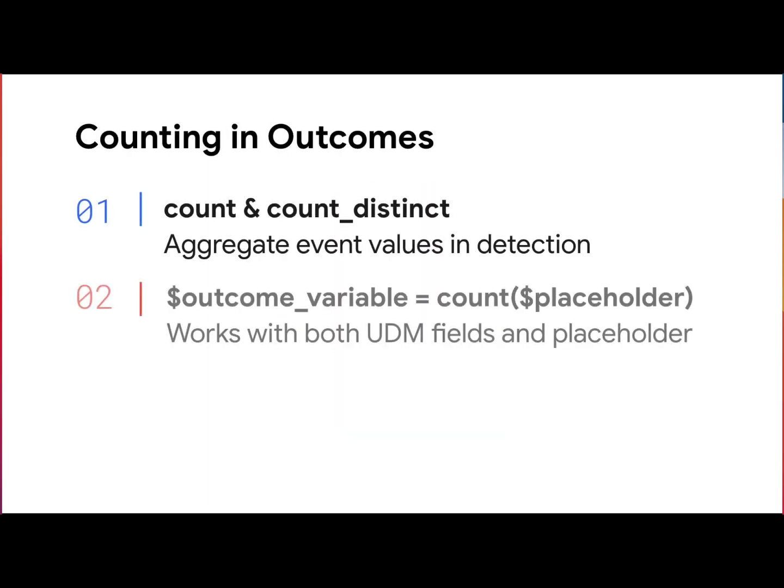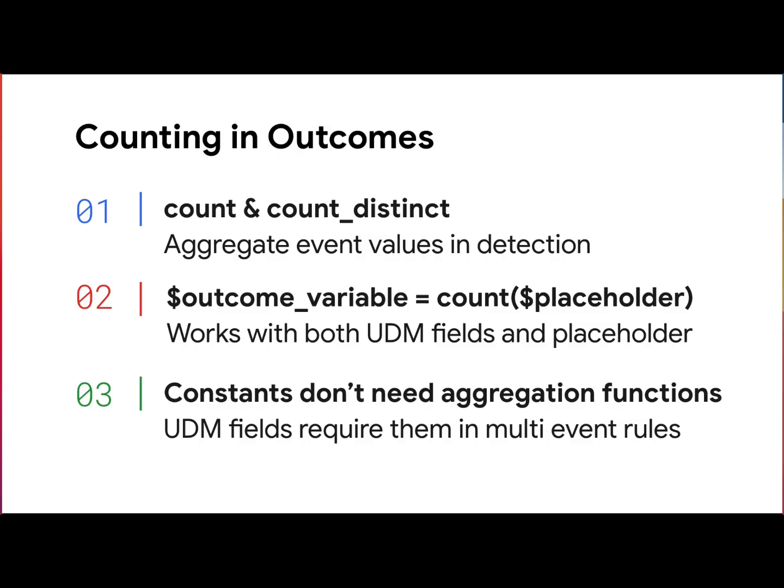Count and count distinct are just 2 of the aggregate functions that can be used in the outcome section. Remember, all event values must be aggregated in rules that contain multiple values. To use these aggregate functions, they follow a common syntax. The outcome variable equals the aggregate function, like count, followed by parentheses with either the UDM event with the event variable in it, or a placeholder variable. Finally, constants do not require an aggregate function, even in multi-event rules.